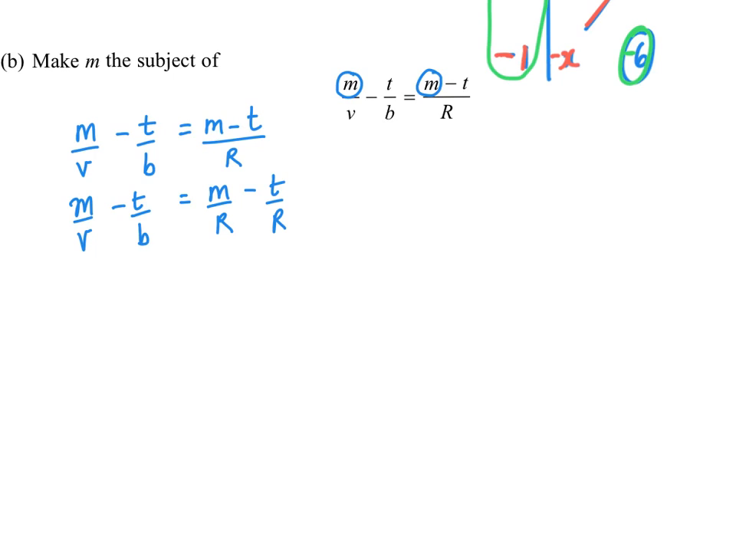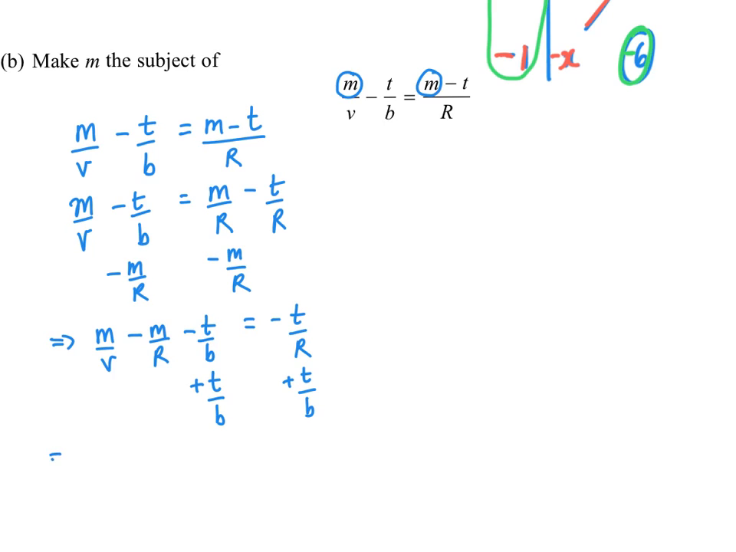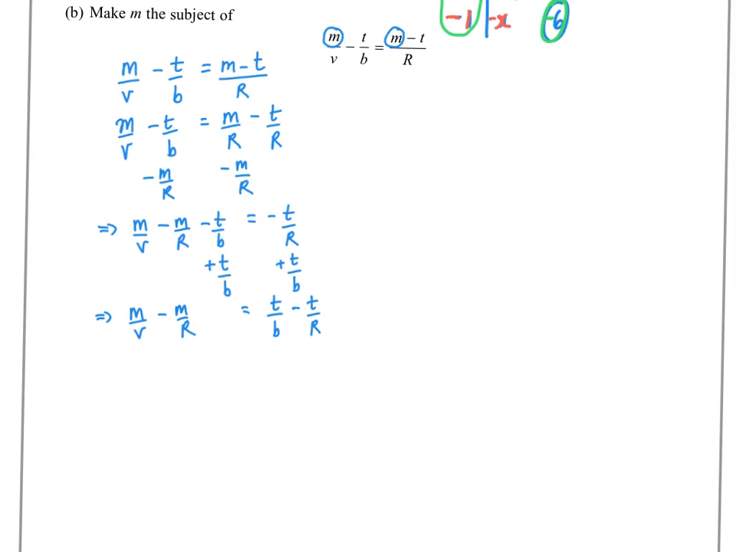And then what you could do is you could take m over r from both sides, and that would leave you with m over v minus m over r minus t over b equals minus t over r. Then you could add this t over b term here, and that would give you m over v minus m over r equals t over b minus t over r. So we're getting somewhere here, because now the nice thing that we have is we have the m term here which we can take out as a factor.